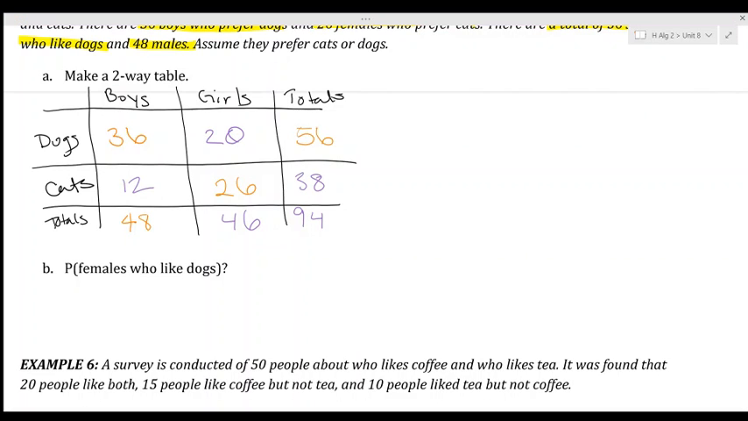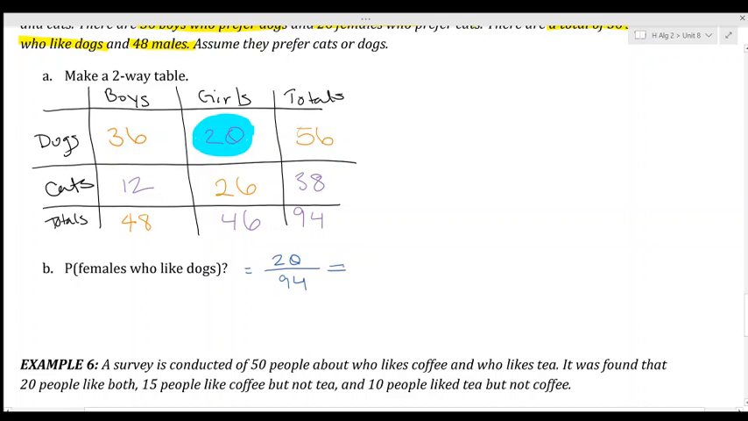Well, let's look at our chart here. Where are females that like dogs? That's this value right here. Now, probability cannot be a number greater than 1. So, we need to write this as a fraction. So we know 20 goes up top. We're not given a condition, so we have to just do this out of the total number, which is 94.